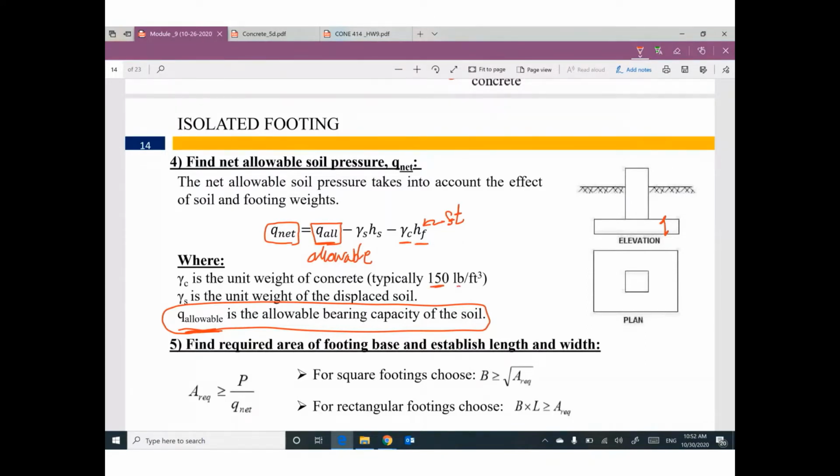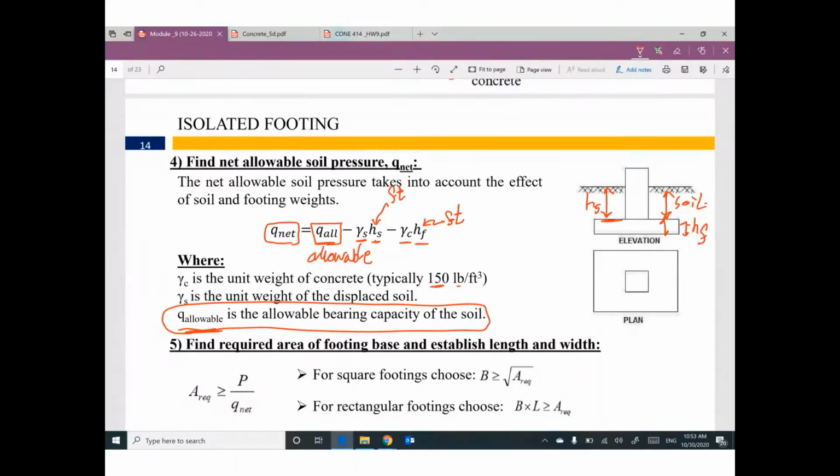I need to also subtract the weight of soil. So this depth of soil, which is called H soil, HS, this thickness for concrete is HF, footing. So gamma soil times HS. So to figure out the Q net, you need to subtract Q allowable minus gamma soil H soil minus gamma concrete H footing, and make sure this depth of soil is in feet. The depth of soil above the concrete surface.